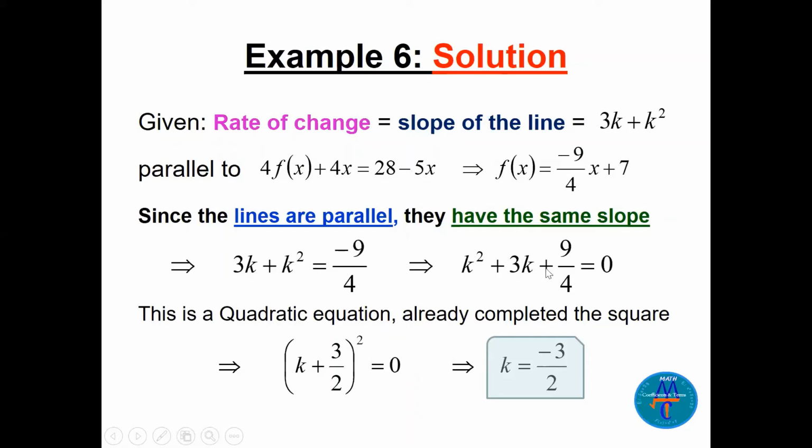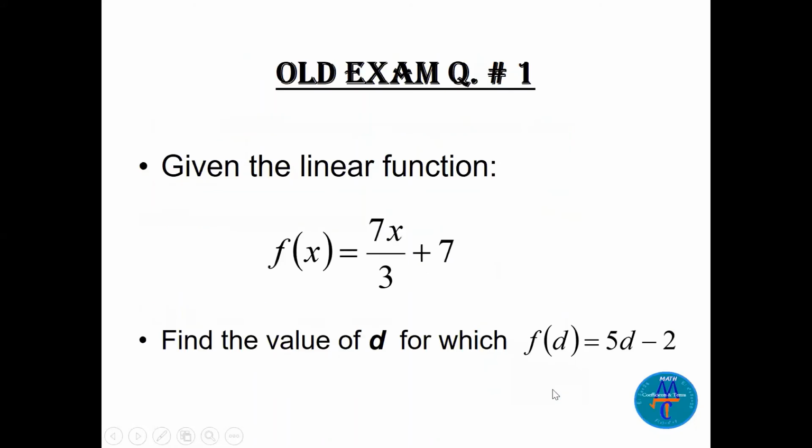This is a quadratic equation already. And then we can make it a perfect square, because if you use the formula a squared plus 2ab, 2ab becomes 3k, plus b squared, 9 over 4. So the factoring is already completed there. Take this equal to 0, so k will be minus 3 over 2. That's the answer.